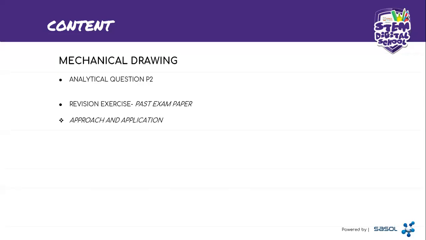Our content is basically mechanical drawing. That's the main thing, right? We are looking at analytical, which is part of paper 2. We are going to look at a revision exercise. It's a past exam paper. We are also going to look at approaches and how we can apply that understanding in order to answer the question.